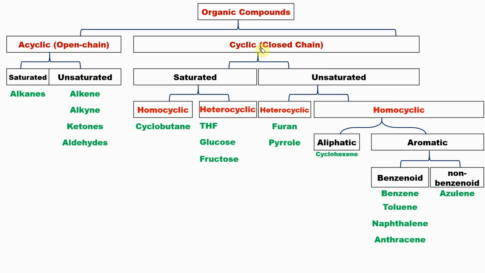With practice you're going to be okay. Among them there are multiple ways of doing it. Acyclic has two types, saturated and unsaturated. Saturated means there is no room to add anything more, no double bond, no triple bond. Whereas unsaturated means double bond or triple bond is present. Alkene means a double bond, alkyne means a triple bond, ketone means C double bond O, aldehyde means C double bond O, correct?